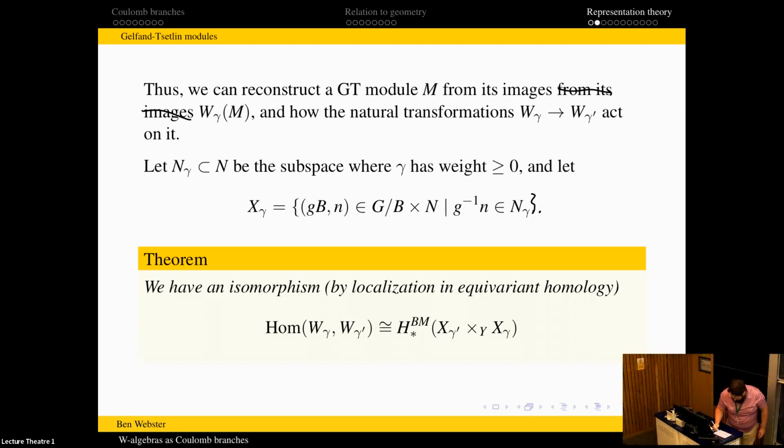Oh, and I should have changed this. That was supposed to be an N. All right.